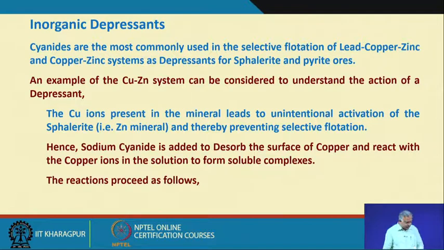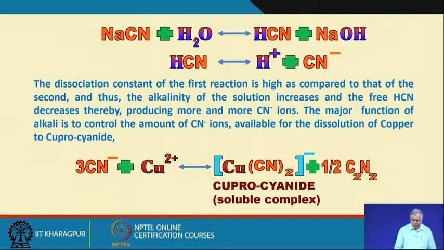So, the reactions are like this: you have sodium cyanide plus H2O, this gives you HCN plus NaOH, and this HCN can get dissociated into hydrogen ion and cyanide ion. The dissociation constant of the first reaction is high as compared to that of the second, and thus the alkalinity of the solution increases because of this part, and the free HCN decreases, thereby producing more and more cyanide ions.